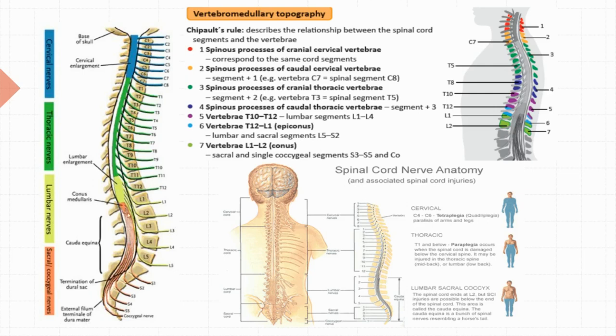You can see that they originate at a different place and then they exit at another. Now, this is what we call a discrepancy in the exit and the origin. So that's the first important point that you need to remember. The lower you go in the spinal cord, the more of a discrepancy you can expect to see with the exit of the spinal nerve and the level at which it originates.